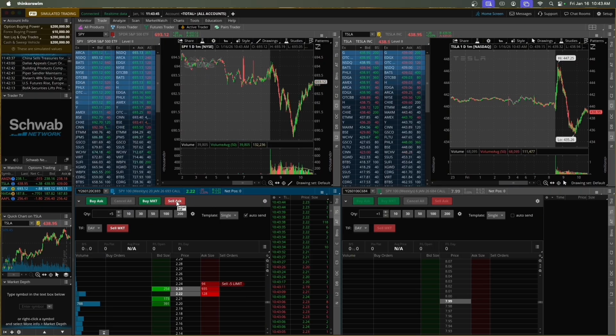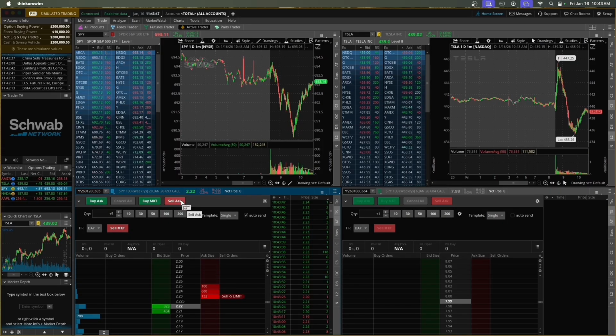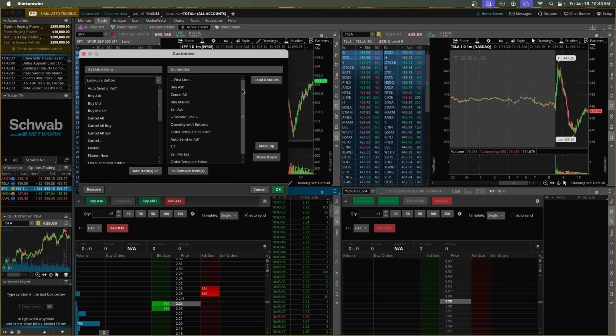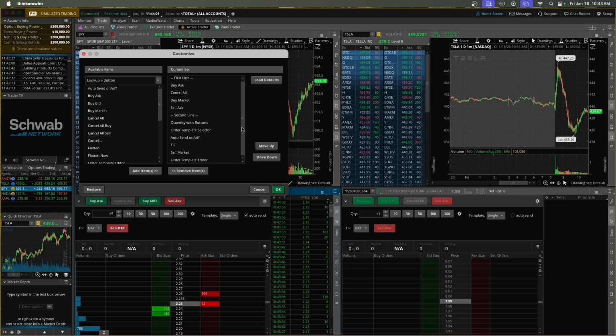So these should essentially be at the same level unless there's a large bid ask spread. This is going to sell me at the ask. So where all the sell orders are, I'm going to sell there. Okay. You can customize this by pressing configure. And this is what my current setup looks like. So you can copy this, you can screenshot it. It looks the same for this side, but I have buy ask, cancel all, which is going to cancel all my orders, buy market, sell ask.